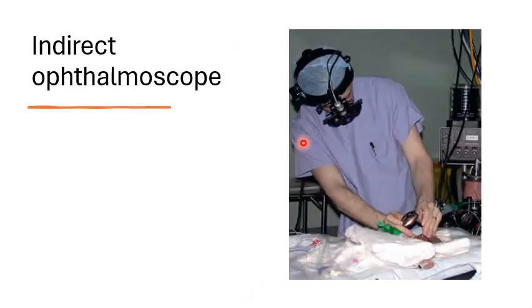As we mentioned, this is how the indirect ophthalmoscope looks like. It's usually used by ophthalmologists. It enables examination of the peripheral retina, like in this baby with retinopathy of prematurity. Usually the changes are present in the peripheral retina, so the direct ophthalmoscope will not be the best device to detect those changes, and the indirect will give much better view.